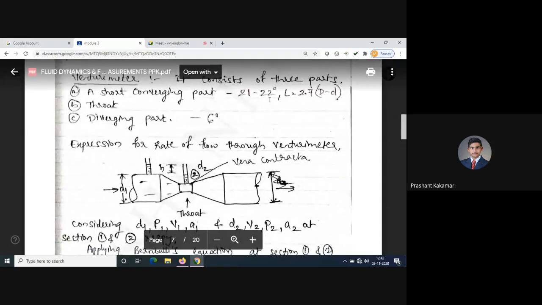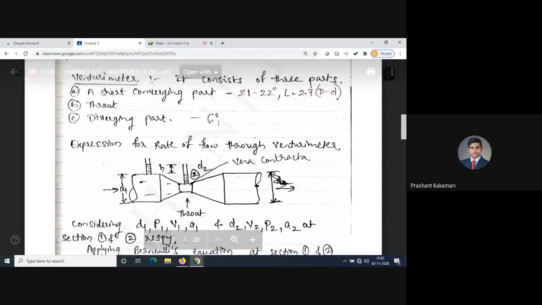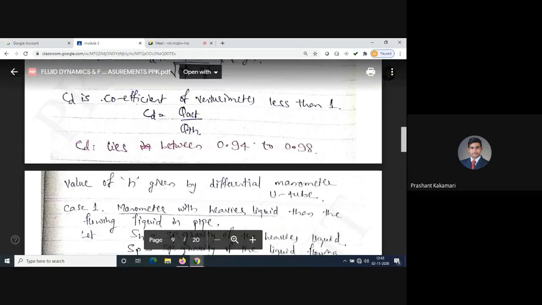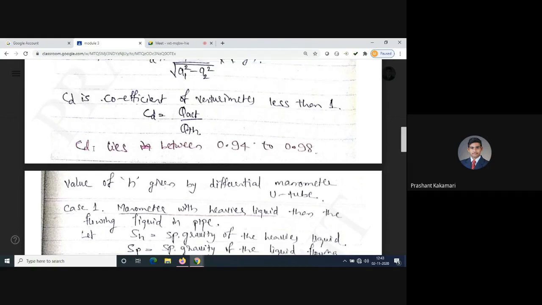This you have to maintain properly. If the converging and diverging angles differ, then the losses will be high. So for optimum or very small losses, it may work at 94 or 98% accuracy, indicated by CD. For an orifice meter, the value may be 0.6 or 0.65, meaning losses are 40%. Out of that, we are considering only 60% or 65% as the actual flow through the orifice meter. So this is the difference between Venturimeter and orifice meter: the losses in the Venturimeter are very small, and the accuracy of the results will be high.